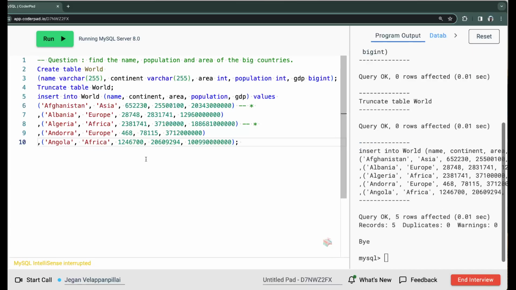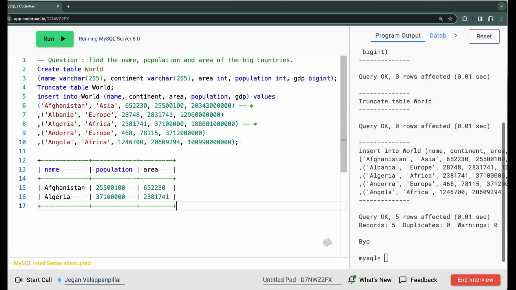There are two conditions they said. First one is the area should be at least 3 million square feet or the population of at least 25 million. So the result has to be like here. If you see Afghanistan, the area is 652k, but they are asking to have the area of 3 million. Let's copy the condition here.